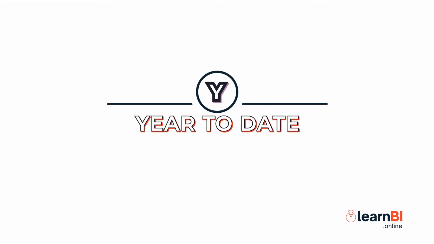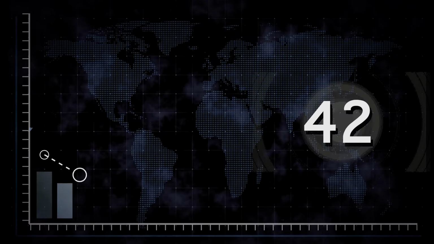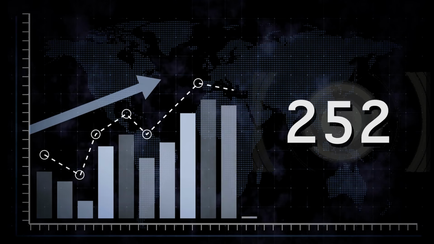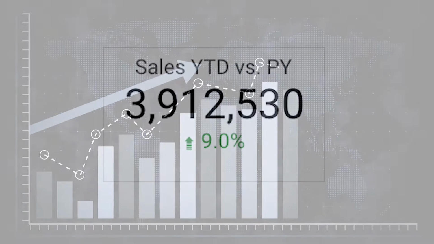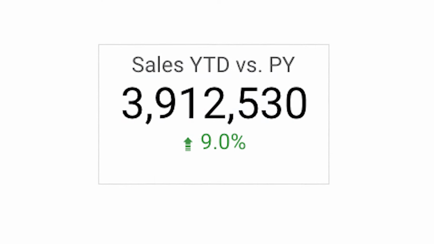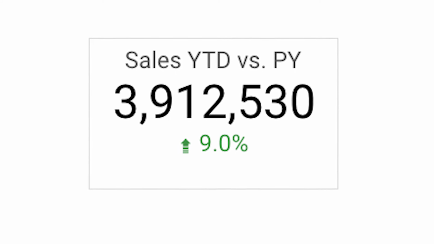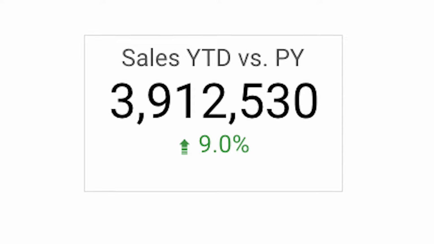Y is for year-to-date. Year-to-date is the cumulative total of data from the beginning of the current year to the present date. It is very common to see this period applied to scorecards in dashboards, and is often compared against the same date range from the previous year.